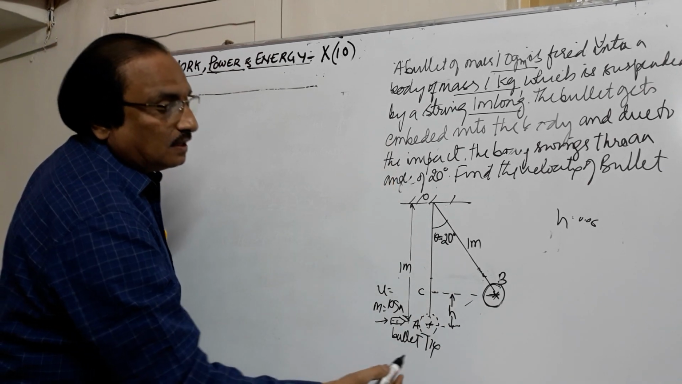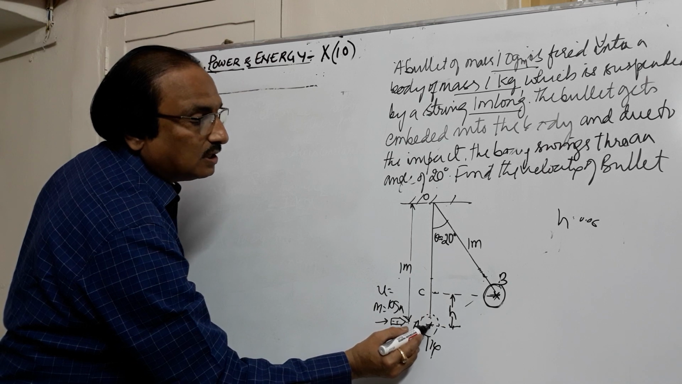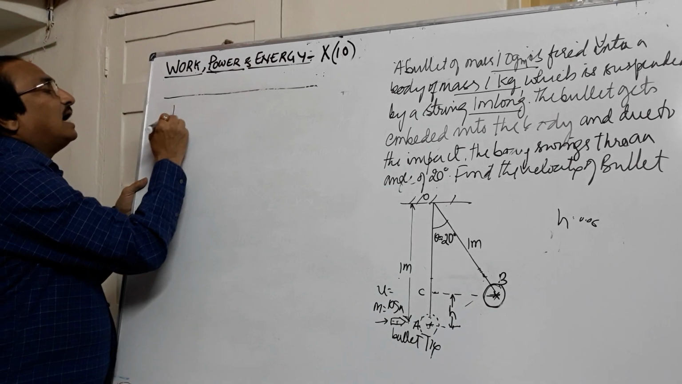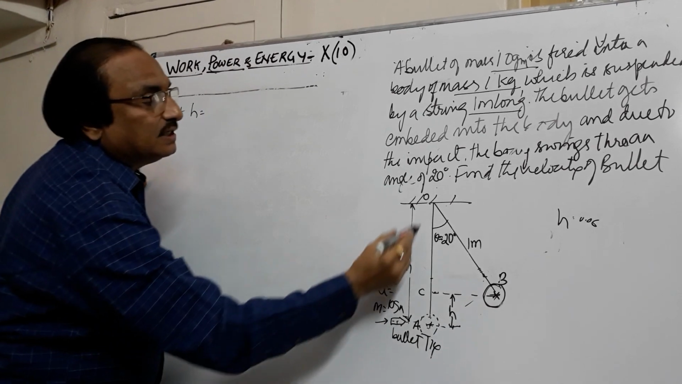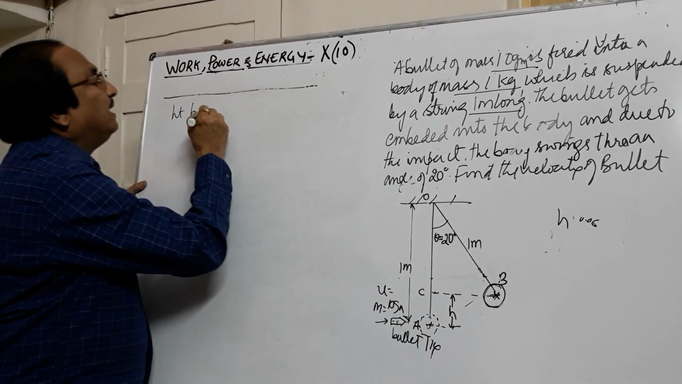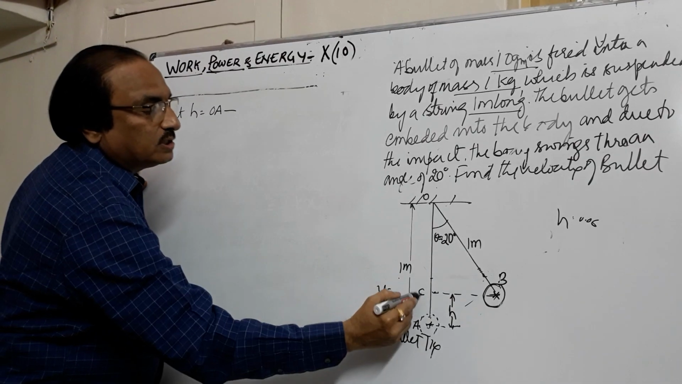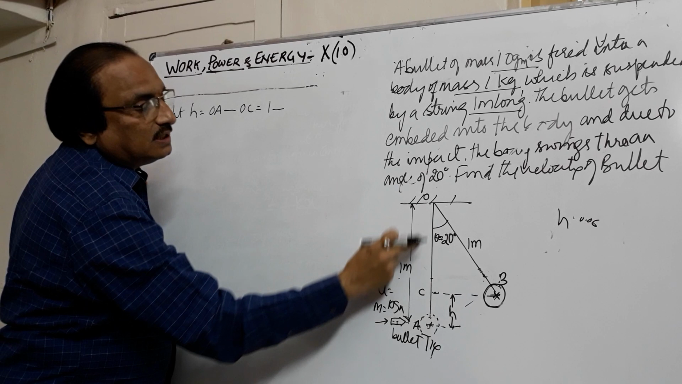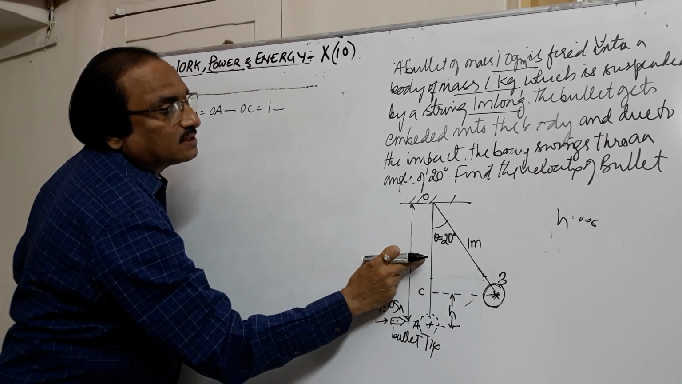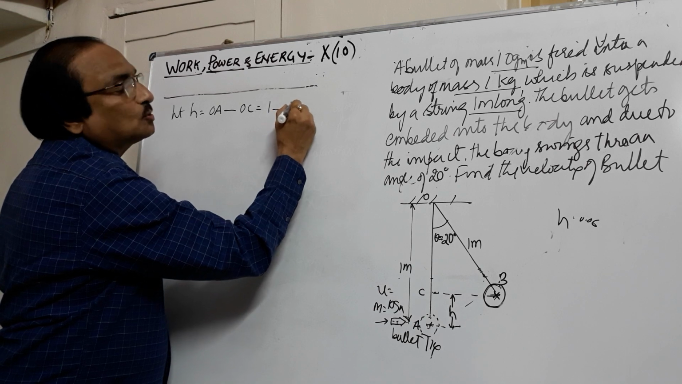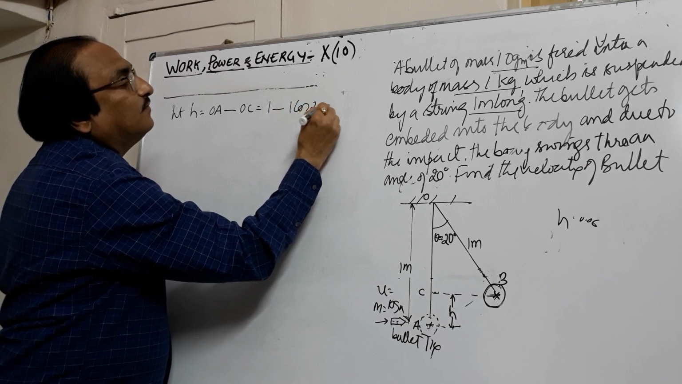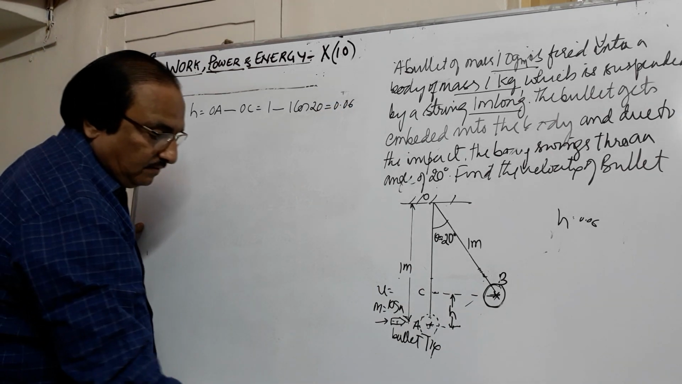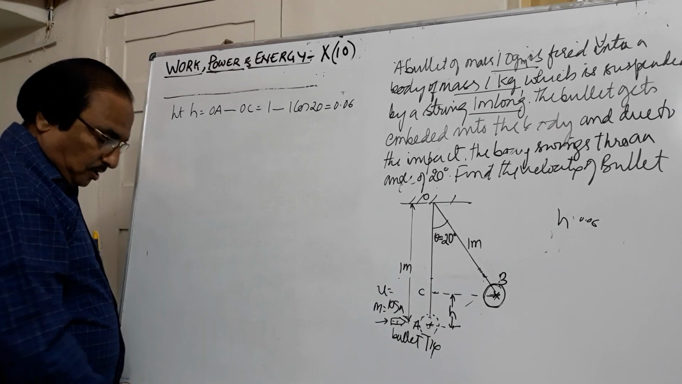Now if you look at this figure, when the bullet hits, the body swings and will rise vertically by a height of h here. If I calculate this height h, it will be equal to OA minus OC. Now OA here is 1 meter minus OC. This is a right angle triangle, so this becomes the adjacent side. So the adjacent side will be equal to 1 cos 20, and h = 1 minus 1 cos 20, which simplifies to 0.06. So once you find this height, we will find the energies of the body.